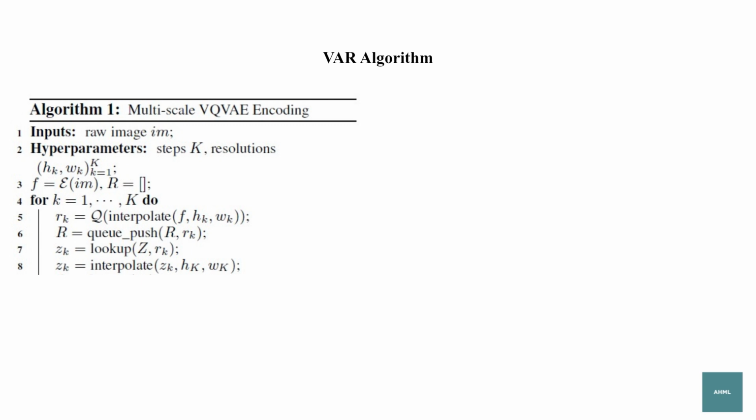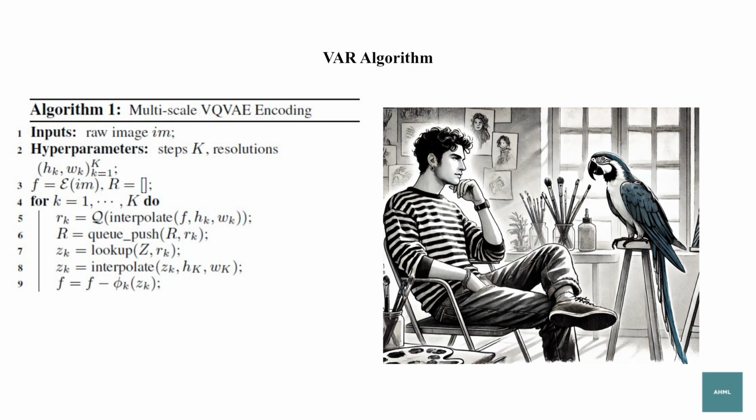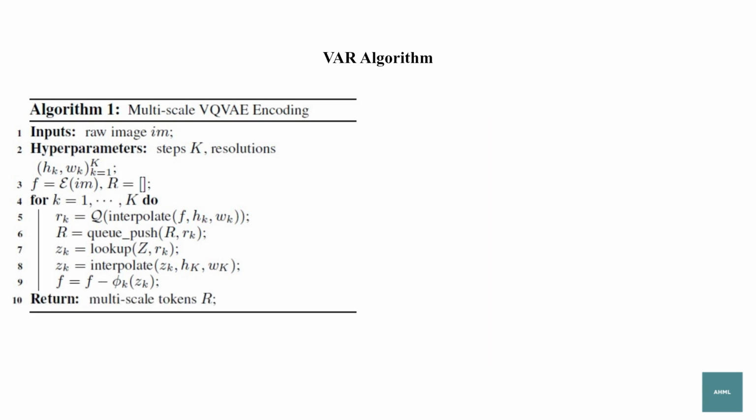dimensions. Subtract the reconstructed information phi-k-zk from the current feature map F. This step ensures that subsequent predictions focus on capturing the residual details that were not accounted for at earlier scales, improving overall generative accuracy. Imagine these steps as an artist studying a subject, identifying its essential components, shapes, colors, textures, and spatial relationships, and crafting a mental blueprint that transitions from broad, general features to intricate details. The final output is a list of token maps, R, representing the image at K different resolutions.